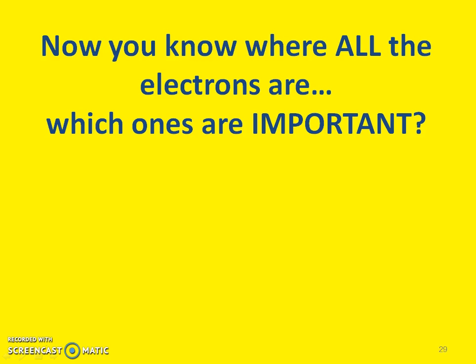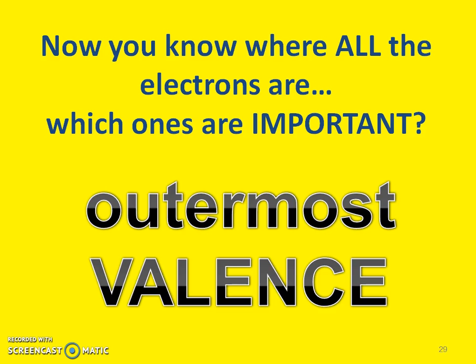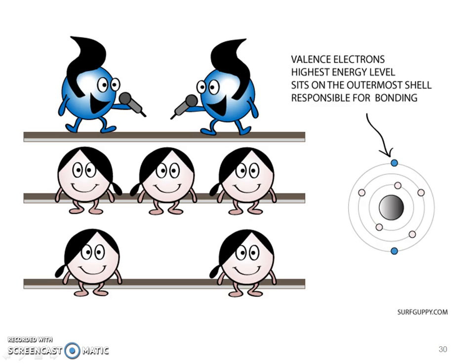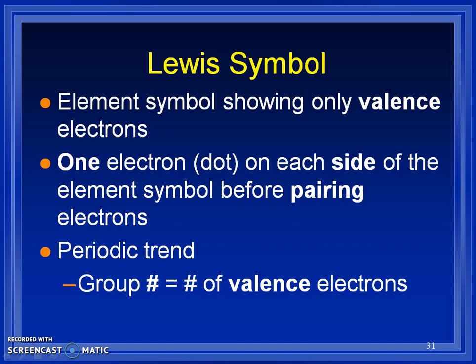So now you know where all the electrons are, because we talked about that. Which ones are really the important ones? Hopefully you said the outermost, or the valence electrons. So at this point, remember you want to pause, fill in the blanks in your packet, and then play to hear my words.